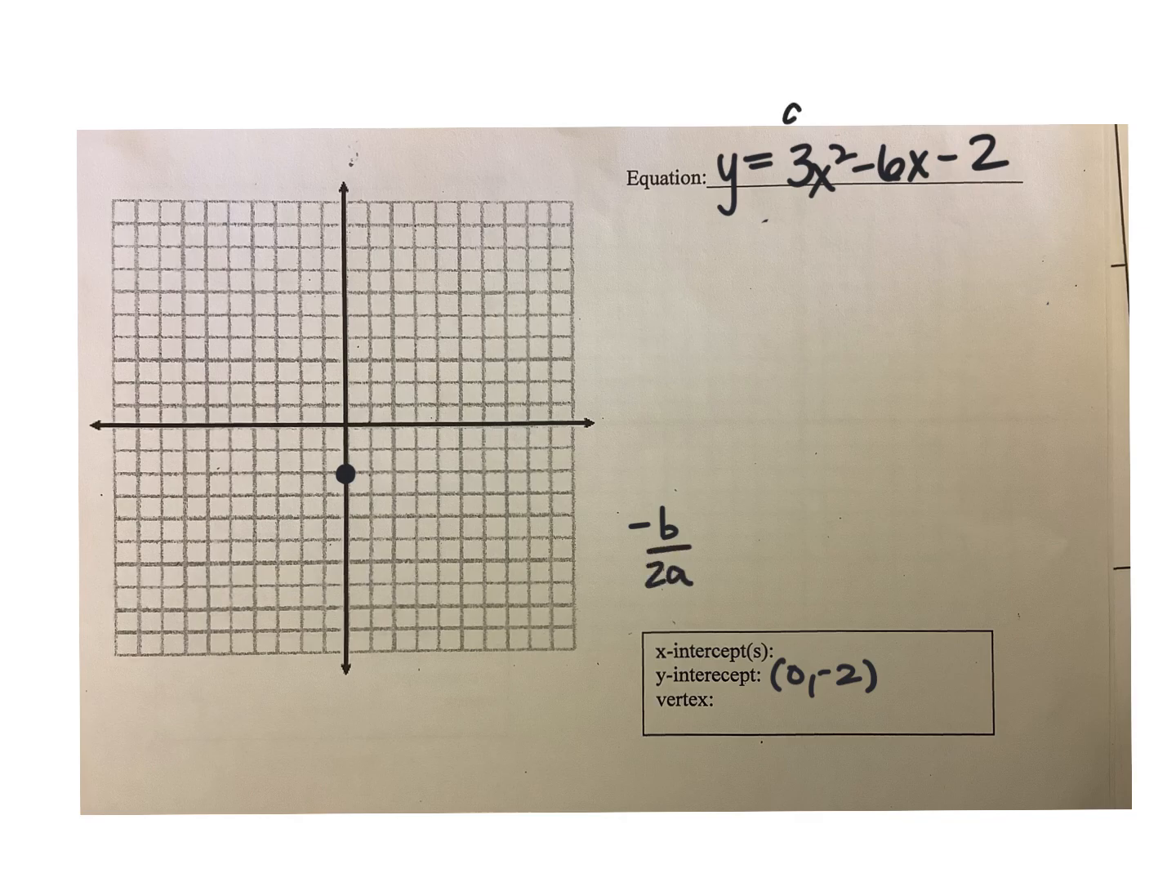So again, here's my a, b, and c. So negative -6 is +6 over 2 times 3, which is 6 over 6, which is the same as 1. So my axis of symmetry is nice this time. It's just x = 1. So you guys can draw that in. So my vertex is going to be 1 comma something.